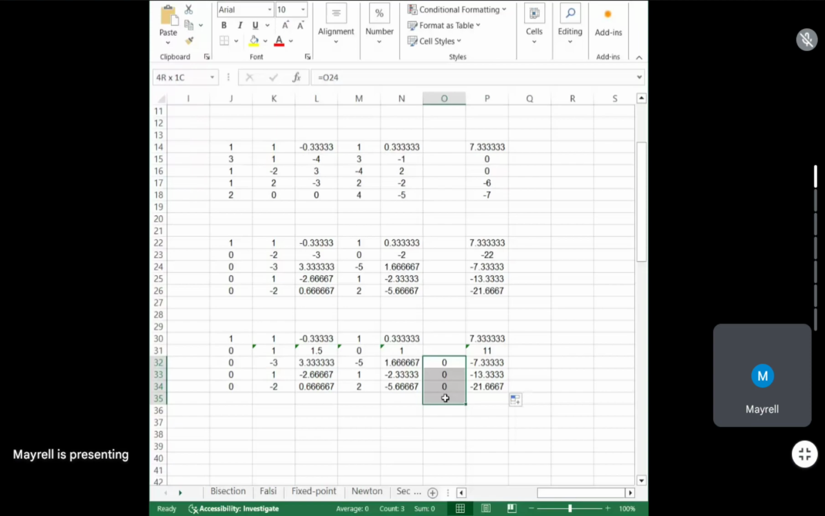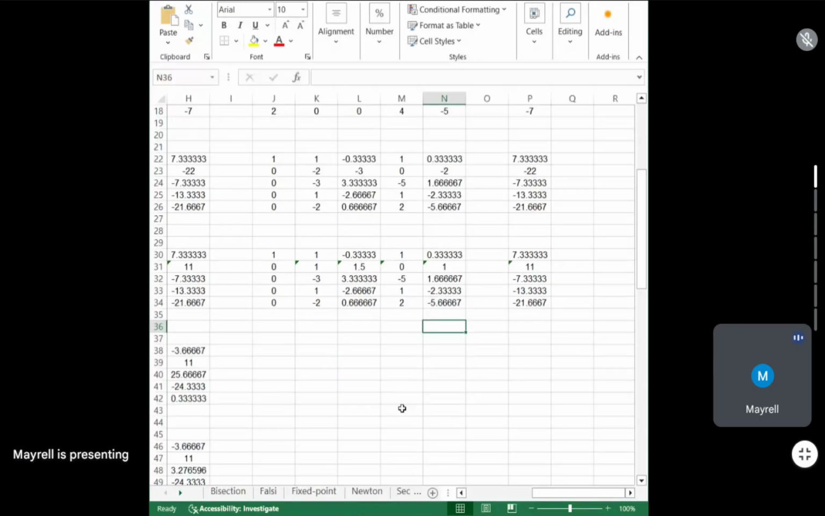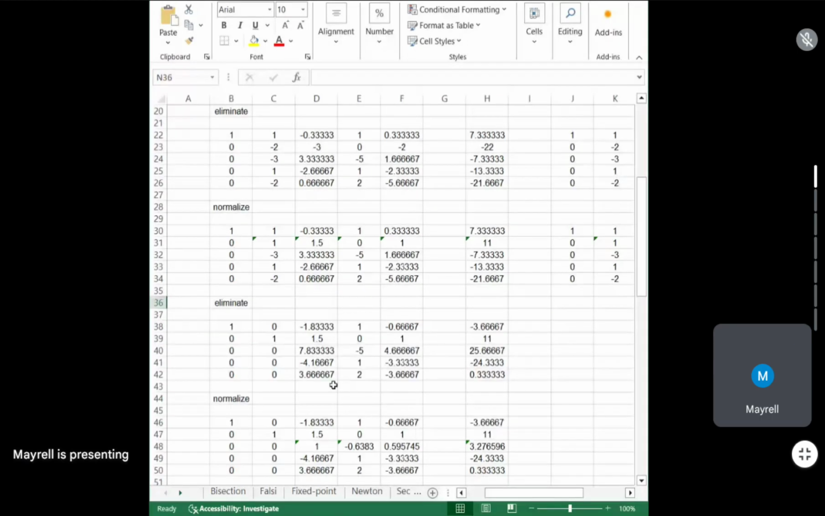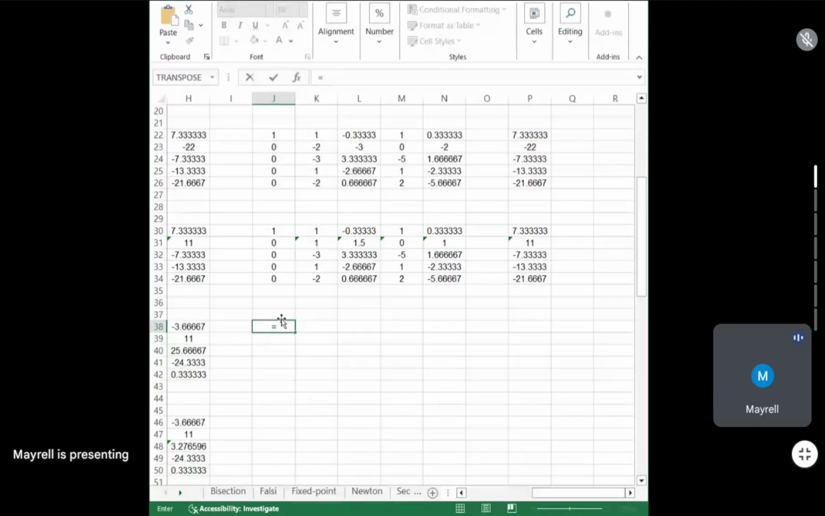Okay. Then, we are going to eliminate those values above and below A22. So, dapat mag-0 sila. Okay. So, the first column, they are already eliminated and normalized. So, the same na siya for the first column. And also, the second row, you can just copy that. Okay, that's for the second row.